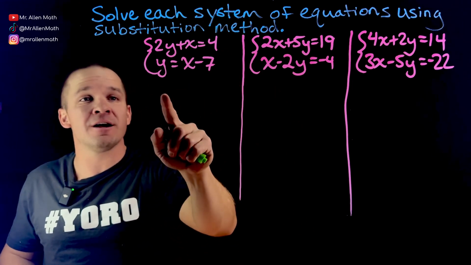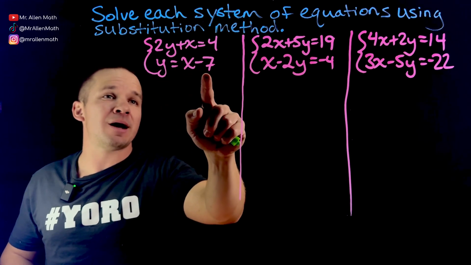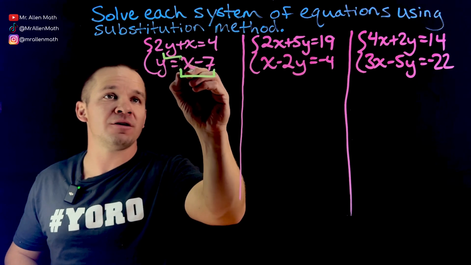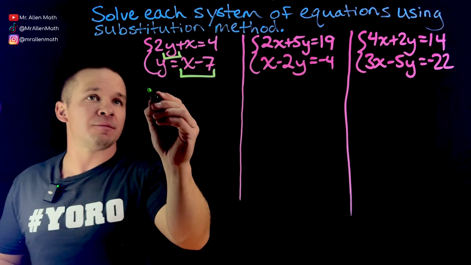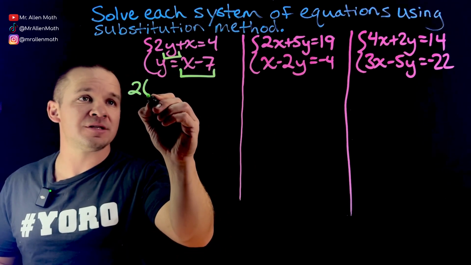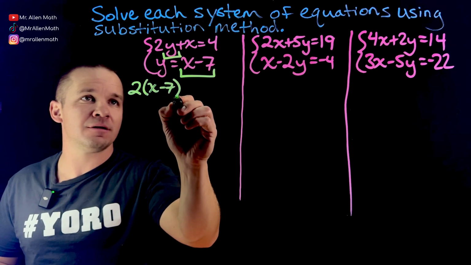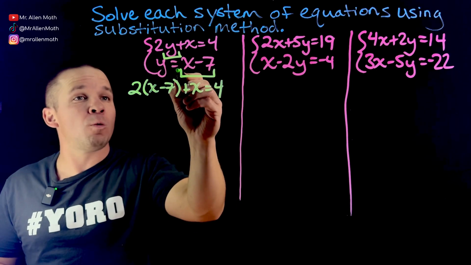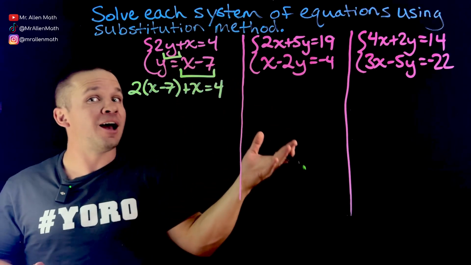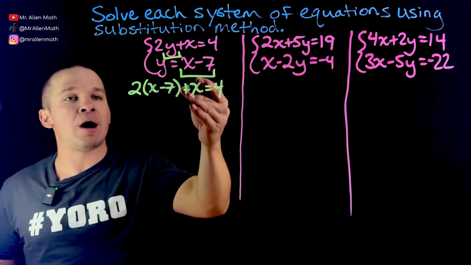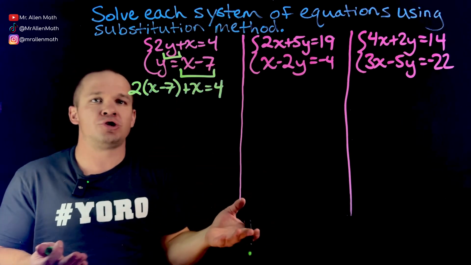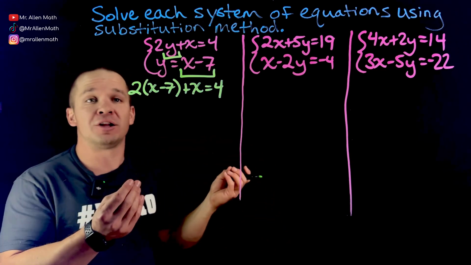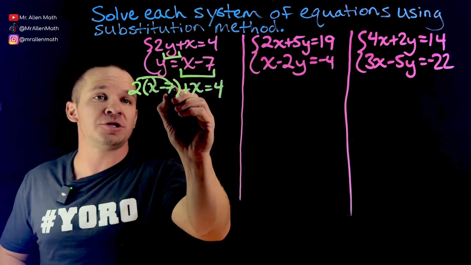Like this first one right here, I have y equals x minus 7. I can easily take this and plug it in for that y right there. So I'm going to have 2 parentheses x minus 7 plus x equals 4. So I took what y equals and I substituted it, hence the name, in for y, and now I have an equation with just x's. So now I can just go about my merry way of solving a linear equation in algebra, distribute the 2.